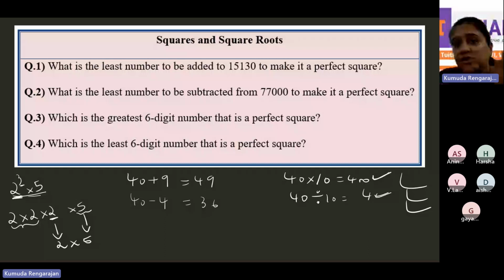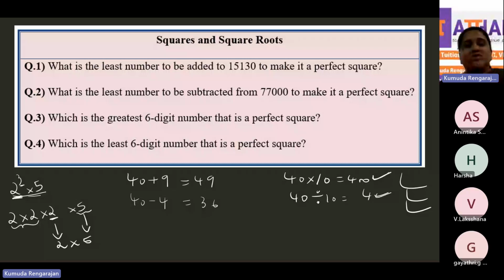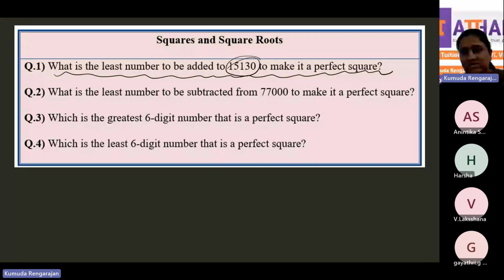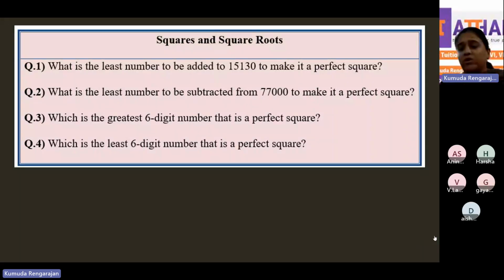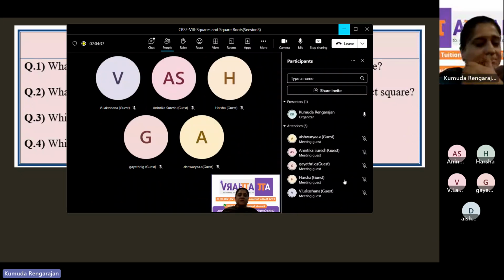So this number is not a perfect square. What is the smallest number that should be added to this one to make it a perfect square is the question. Now we know two methods, right? We know the prime factorization method to find the square root, and we also know the long division method. Correct, online students? What are the two methods in which we can find the square root of a number?